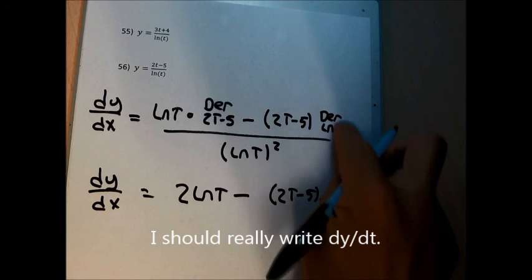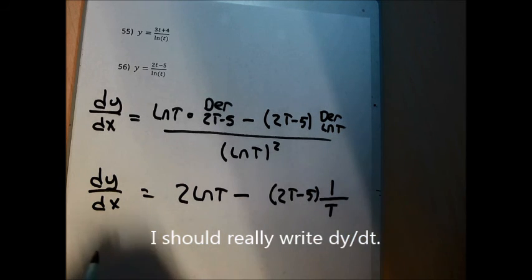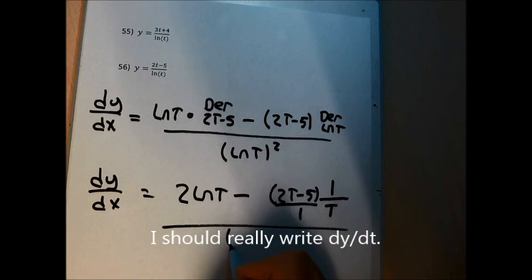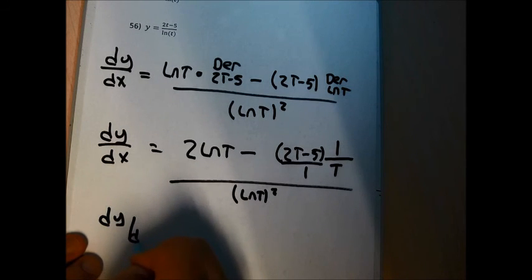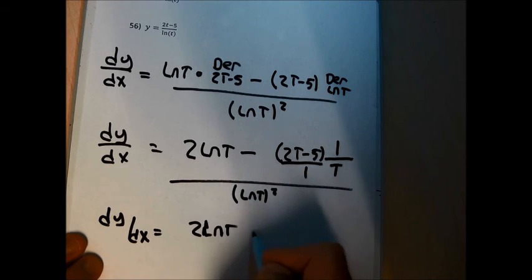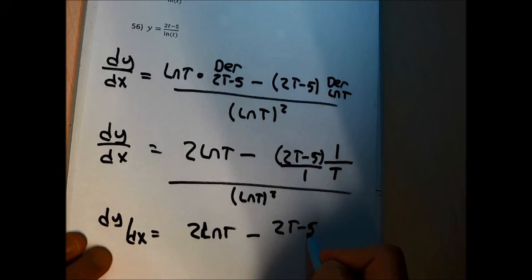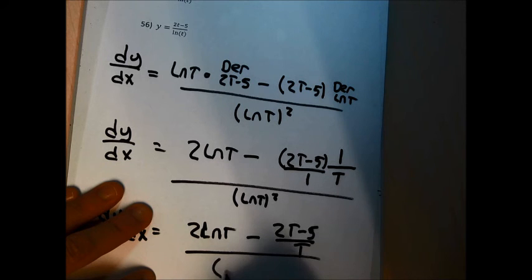In the denominator, I get a t. In the numerator, I get the derivative of that, which is 1. I'm going to consider this a 1, and then I'm going to go all over the natural log of t squared. So I'm going to get dy dx equals 2 natural log of t minus 2t minus 5 over t, all over the natural log of t squared.